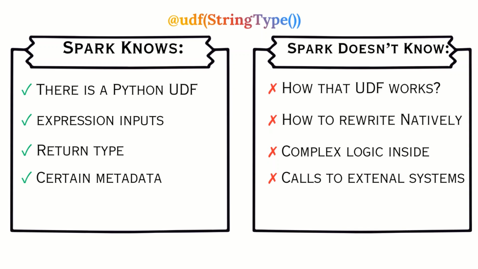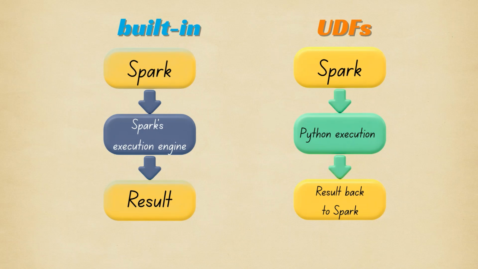What Spark doesn't know? It doesn't know how your Python algorithm works, how to rewrite it natively, how complex internal branching logic is, and whether it calls external systems. And that is what we mean when we call a UDF opaque to Catalyst. As you see on the screen, when it comes to UDFs, Spark has additional work to move data between Spark's execution environment and Python. That doesn't mean every Python UDF is slow.